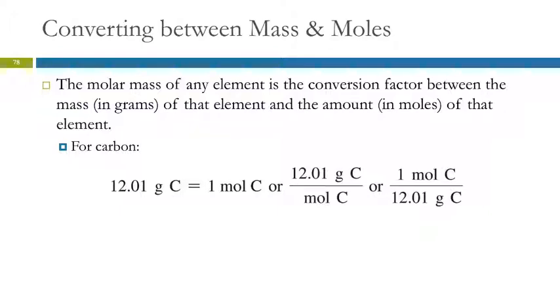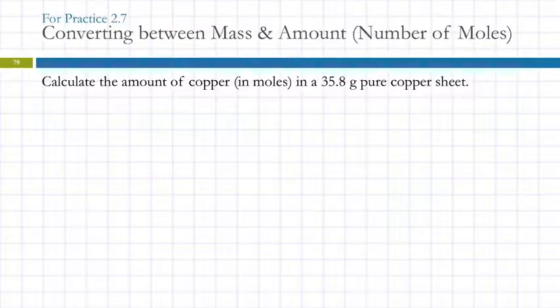So for carbon, we just looked at this. 12.01 grams is equal to 1 mole. And so we can make that into two conversion factors. 12 grams over a mole, 1 mole over 12 grams. Let's do an example. Calculate the amount of copper in moles in a 35.8 gram pure copper sheet.